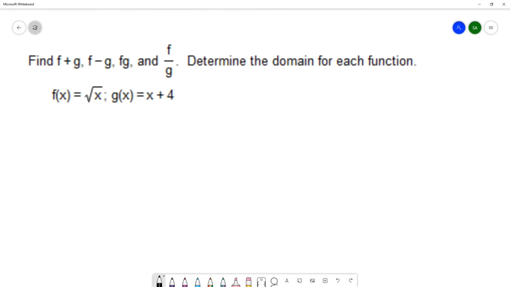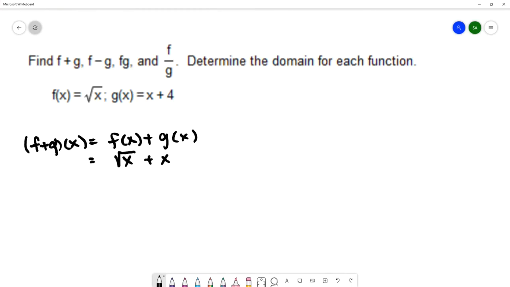So to find f plus g of x, we're going to take f of x and add g of x. f of x is square root x, g of x is x plus 4, and there are no like terms here, so this is how we would write our answer: square root of x plus x plus 4.